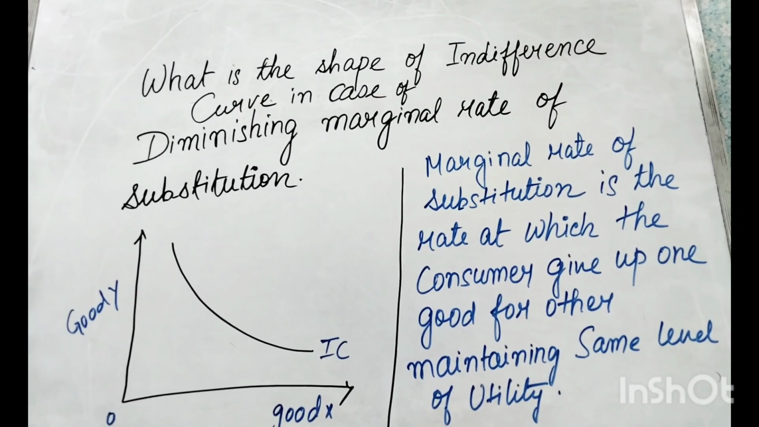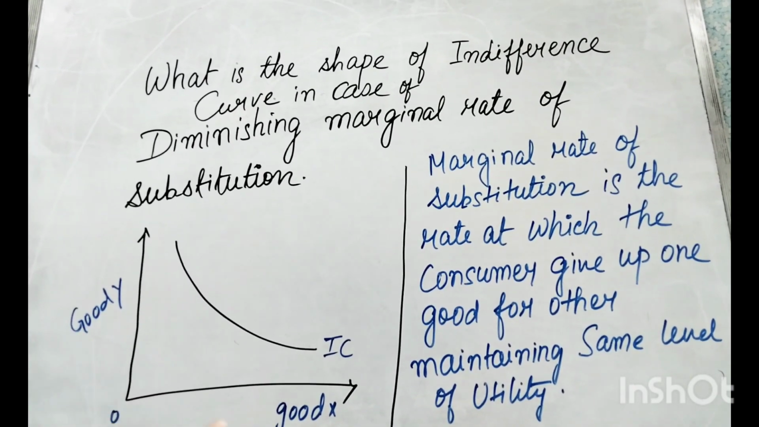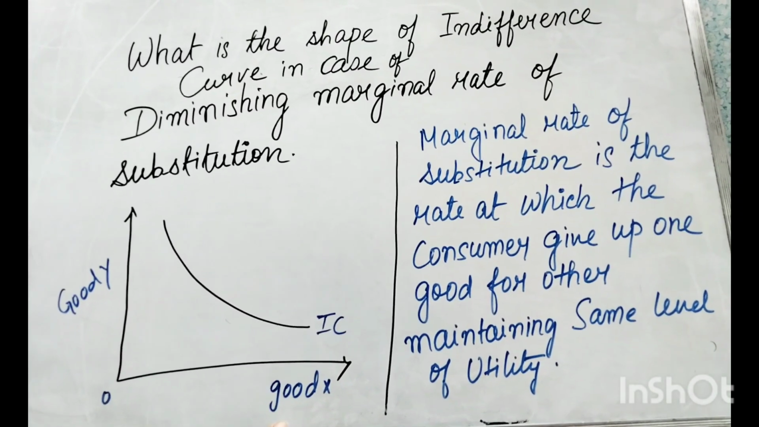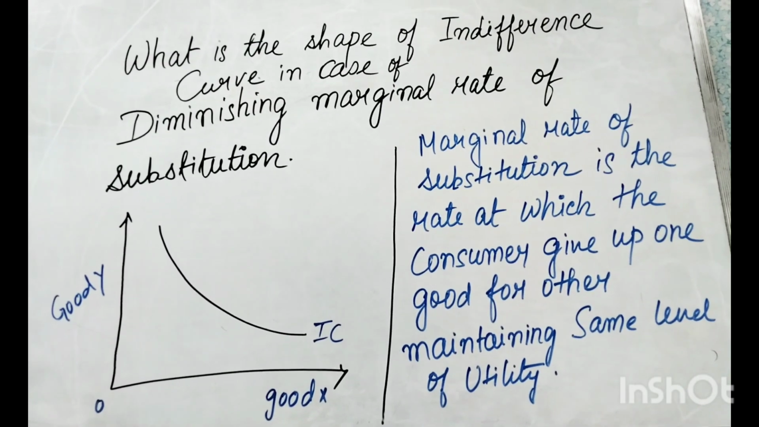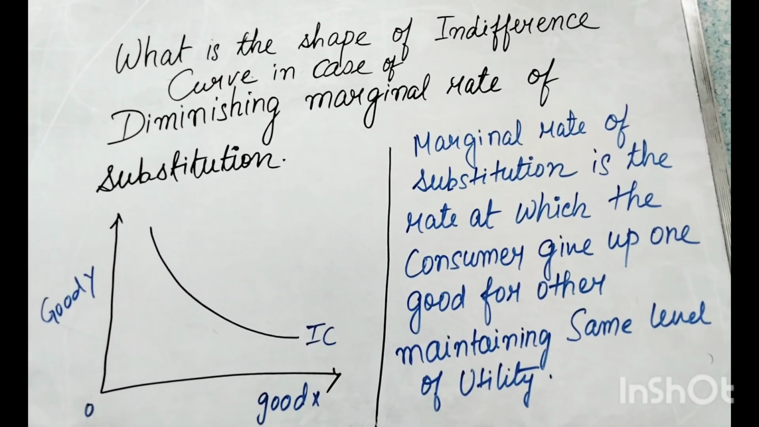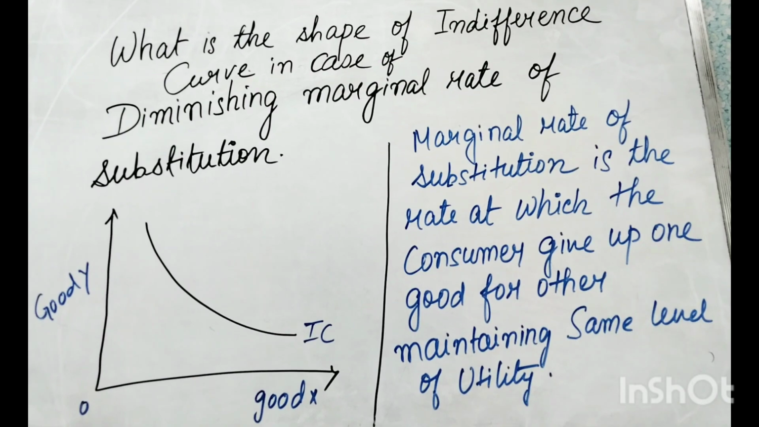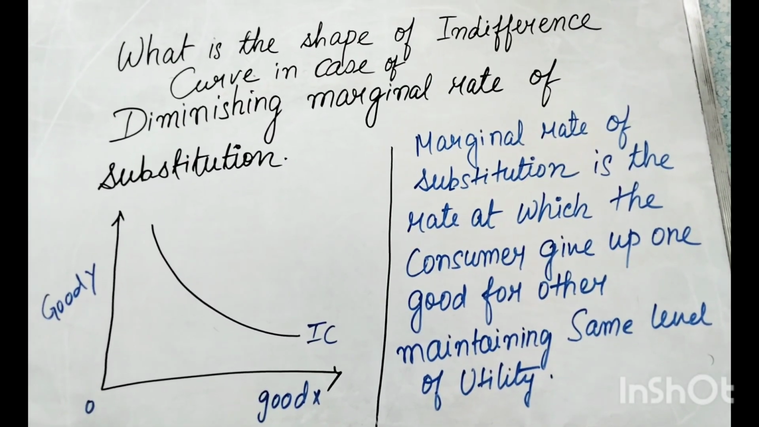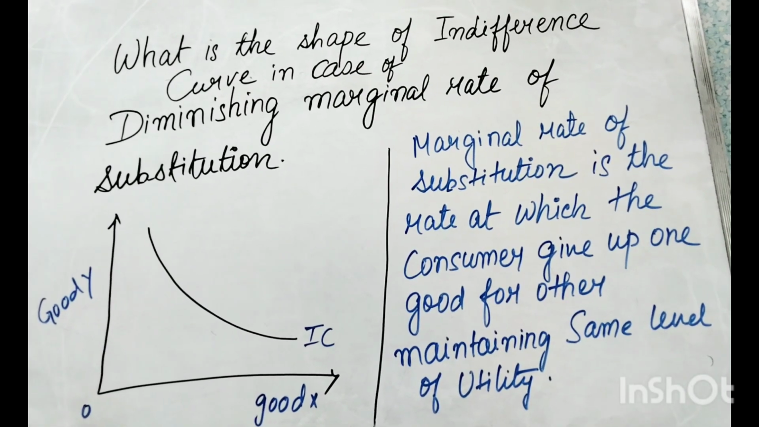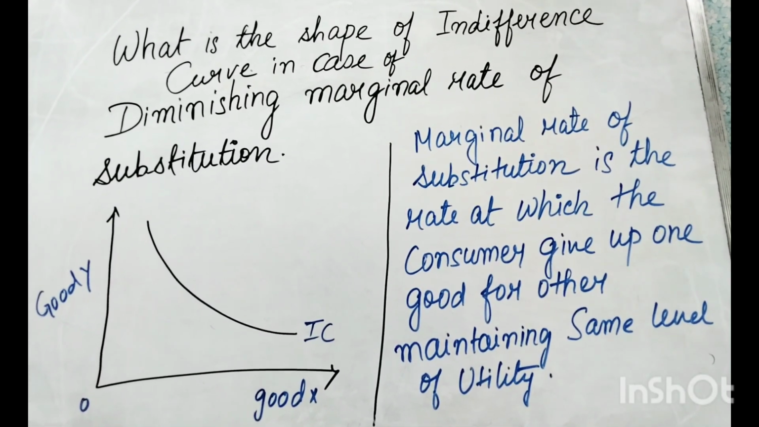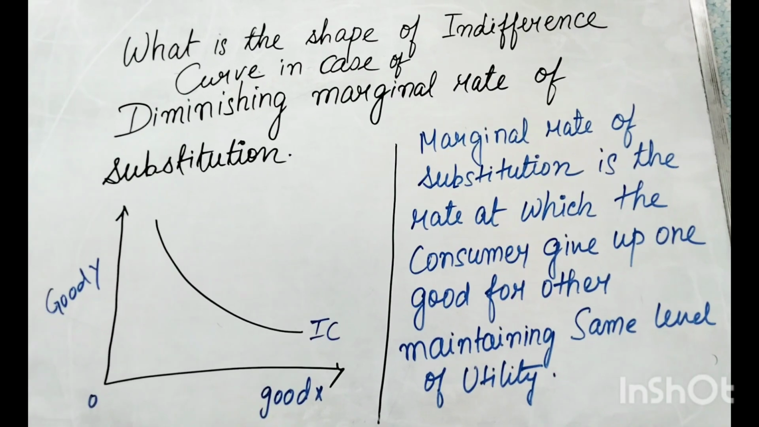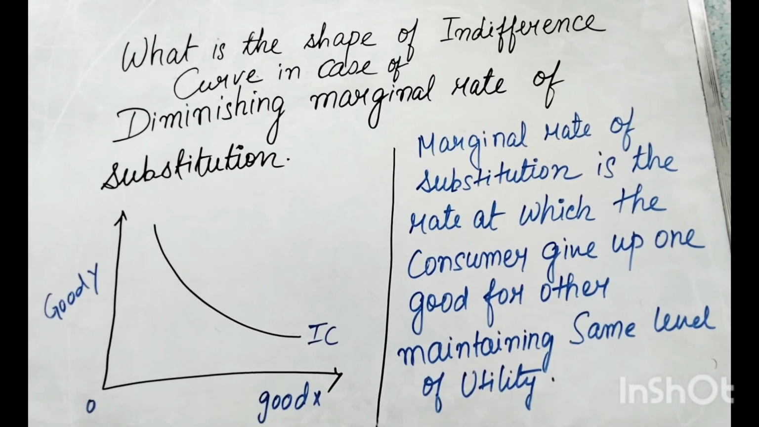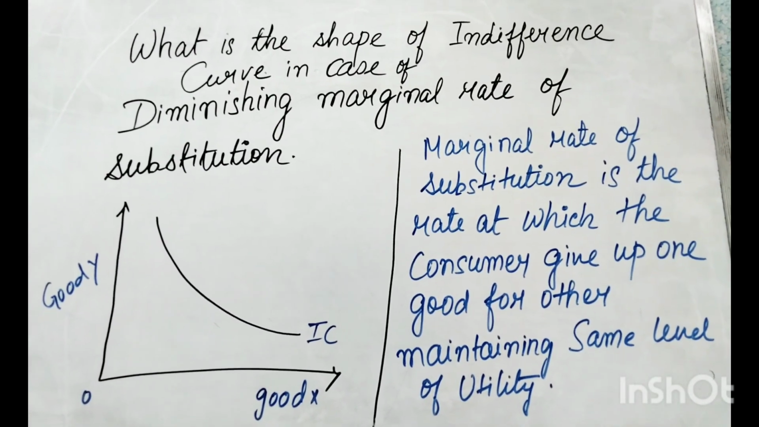That means here, if we are considering the two goods, good x and good y, the consumer will give up good x in order to consume more of good y. Then only we can tell that this is the marginal rate of substitution. That means the rate at which the consumer will give up one good, here good x, in order to get good y, so that the level of utility will remain the same.